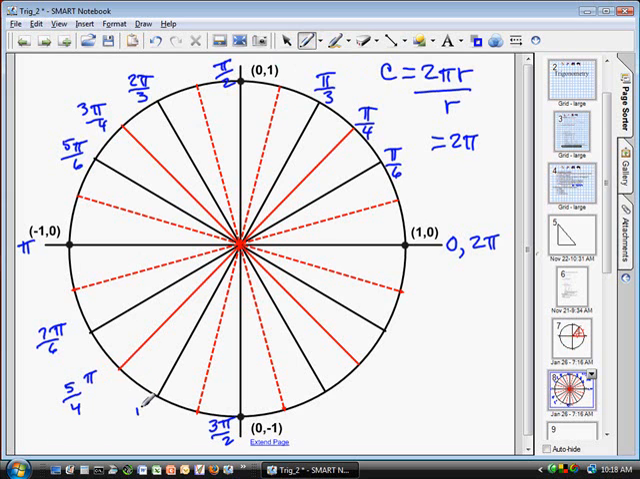16 pi over 12. 17 pi over 12. 18 pi over 12. 6 divides into those and we get 3 pi over 2. 19 pi over 12. 20 pi over 12. Divide everything by what? 4, and you get 5 pi over 3.